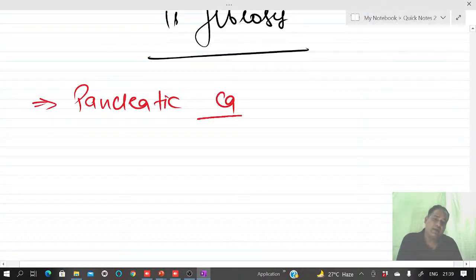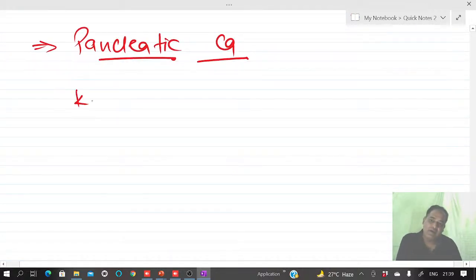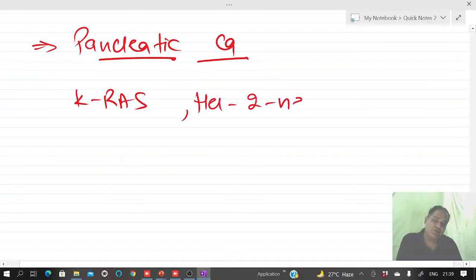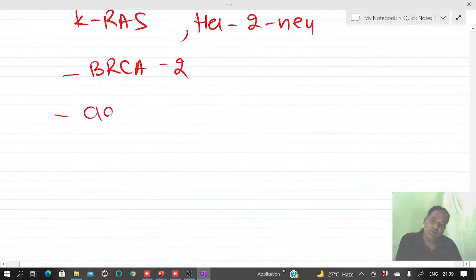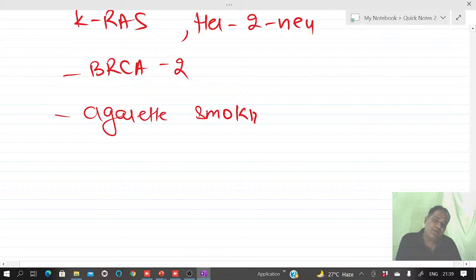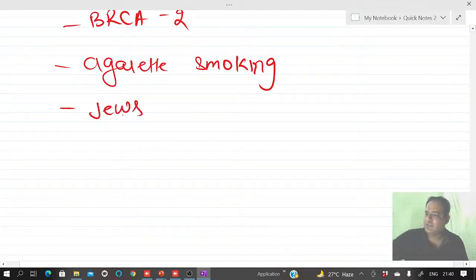So, pancreatic carcinoma, fine. It is associated with KRAS mutation, HER2/neu mutation, fine. BRCA2 mutation, and how could I forget, it is associated with cigarette smoking. Fine. This is much more common in the Jews.